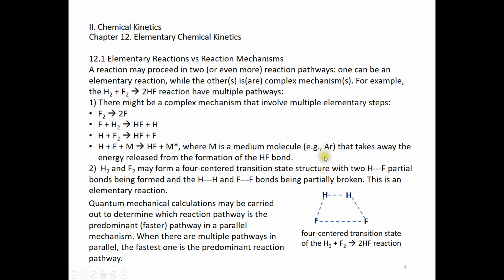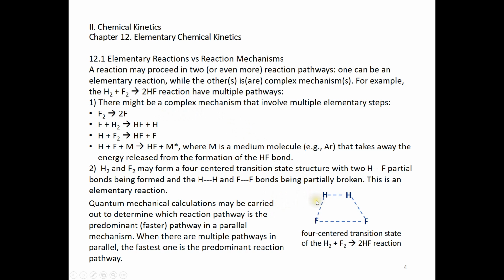How do we know which mechanism is the predominant mechanism? So which one is the predominant pathway? Well, we'll have to do some quantum mechanical calculations. We can compute the energy barrier for this mechanism versus the energy barrier for this elementary reaction. Alright, whichever has a lower barrier is going to be faster, or considered as the predominant pathway.